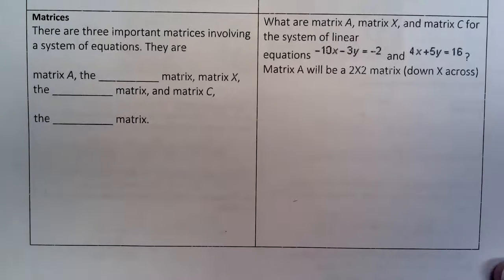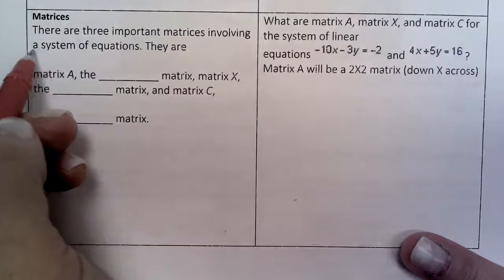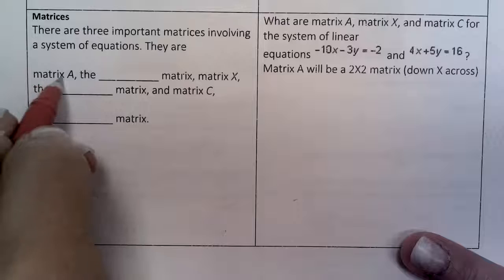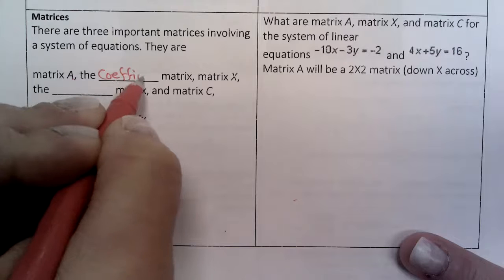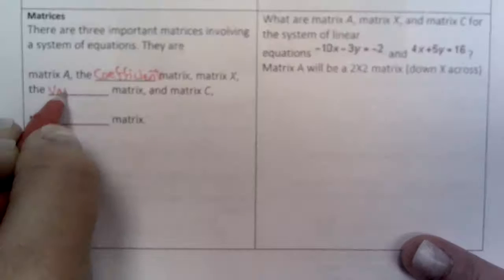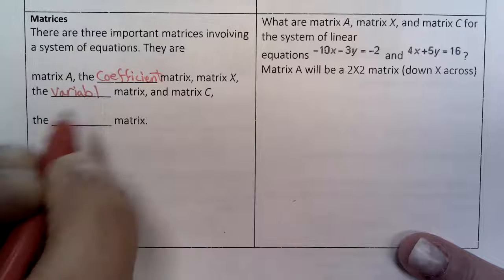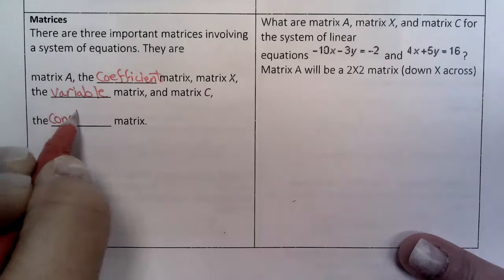Right, so for our next thing, we are going to talk about matrices. Matrices just give you an easy way of solving. There are three important matrices involving a system of equations. They are the matrix A, which is your coefficient matrix, matrix X, which is the variable matrix, and matrix C, which is the constant matrix.